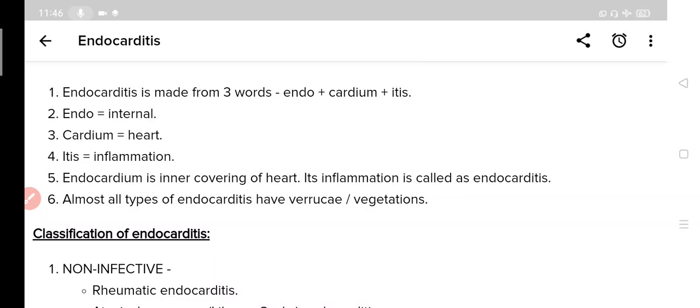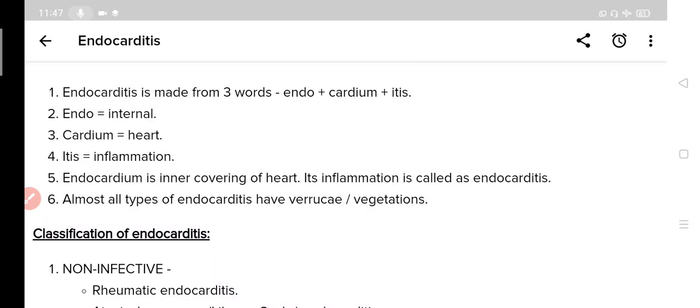First of all, what is endocarditis? As you can see, endocarditis is made from three words: endo plus cardium plus itis. Endo means internal, cardium means heart, and itis means, as you already know, inflammation. So endocarditis means inflammation of the internal heart. What is the meaning of internal heart? By internal heart we mean the inner covering or inner layer of the heart. So endocardium is the inner covering of the heart, and its inflammation is called endocarditis.